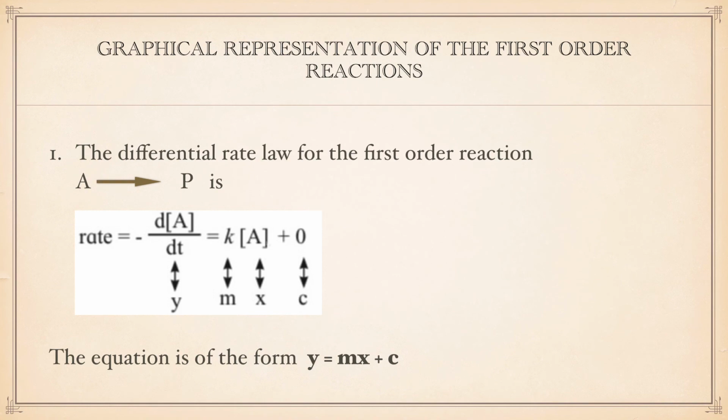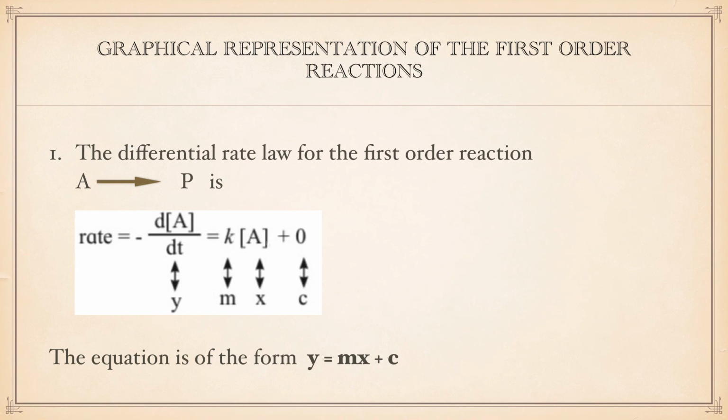A going to P, where A is the reactant and P is the product. It is given by rate is equal to minus d[A]/dt is equal to k into the molar concentration of A. Now there I have written it is plus 0. What does that mean? That it is not having any intercept.